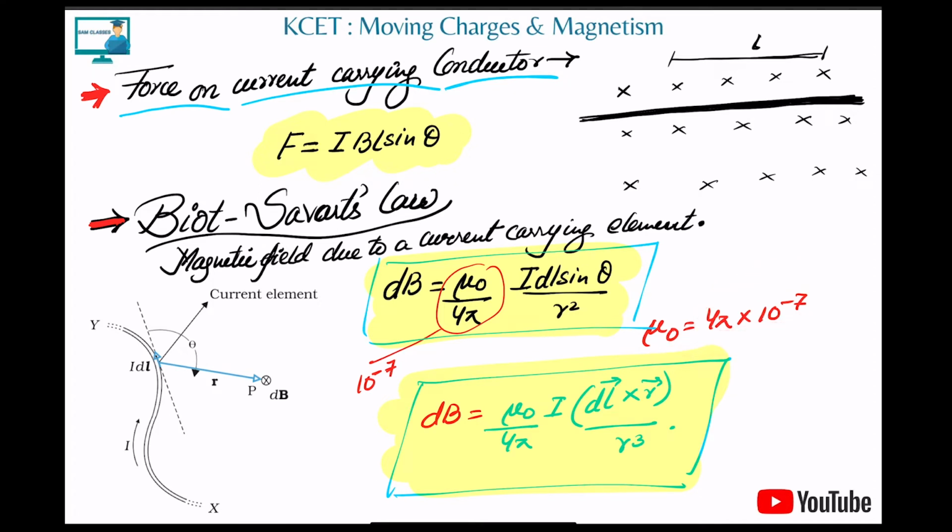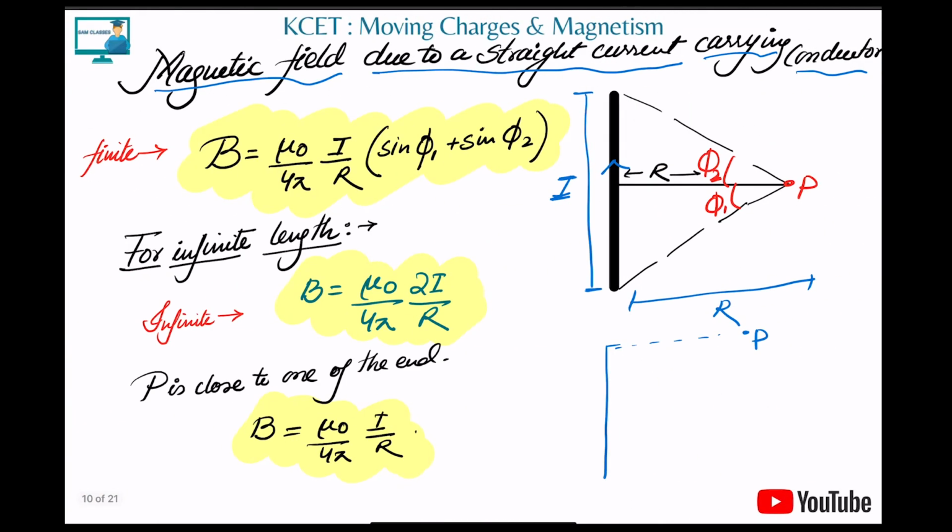Okay, now dB is equal to mu naught by 4 pi I into, we can write in vector form, dl vector cross r vector divided by r cube. So both formulas are important, go through them. Okay, clear? Now this angle theta is nothing but the angle between r and the length element. Okay, clear? Now next is magnetic field due to a straight current carrying conductor.